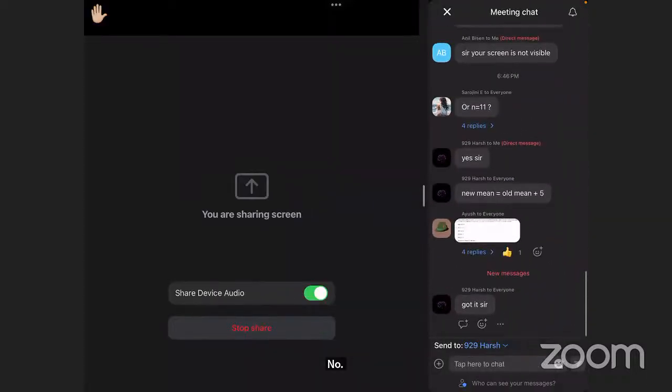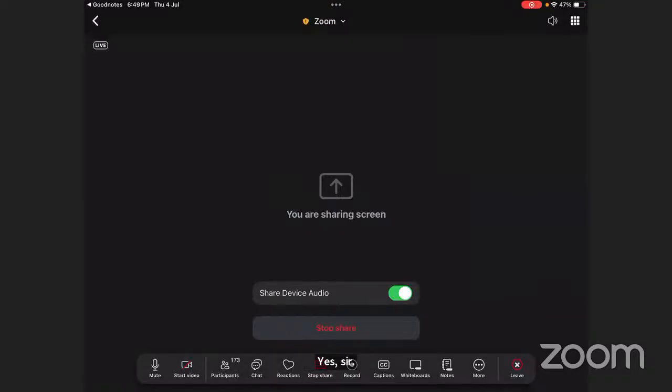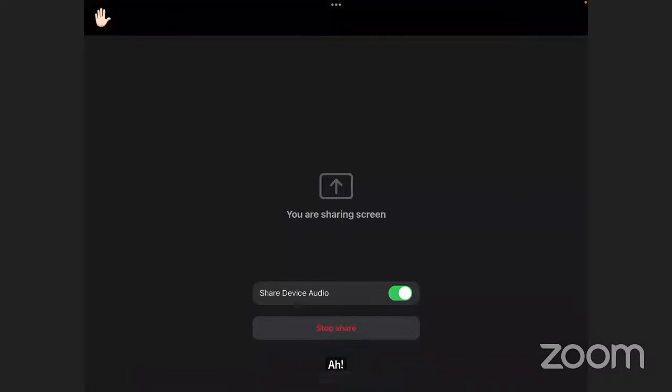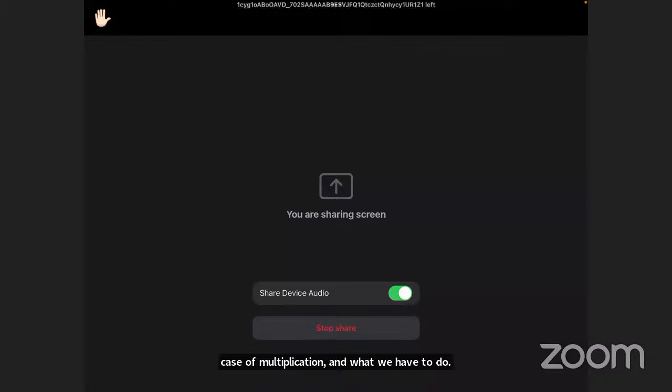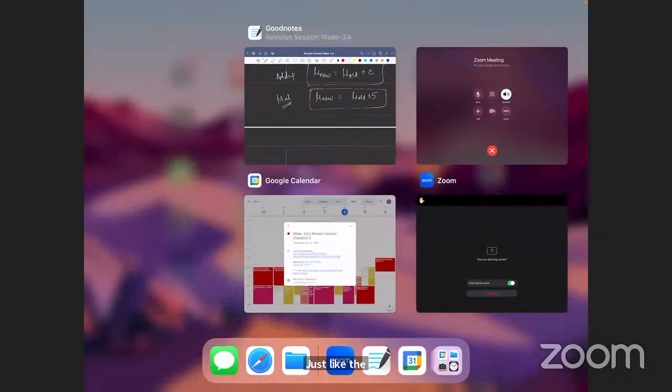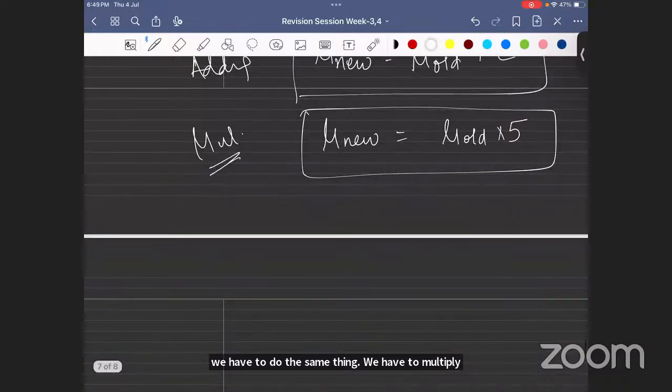Sir, I have a doubt. In case of adding a constant to the mean, we have to add the constant to the older mean also. But in case of multiplication, what do we have to do? You have to multiply that constant with the older mean. Just like the addition, in case of multiplication also we do the same thing. We have to multiply the constant. Can you give an example to show this?